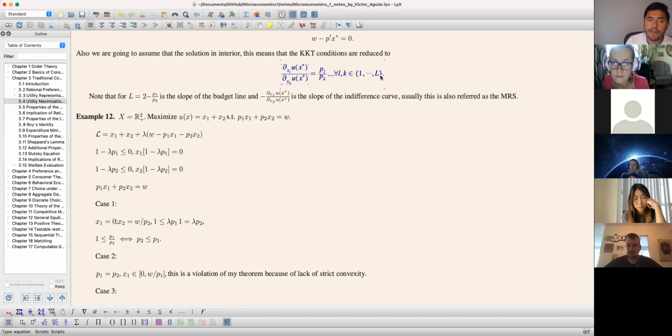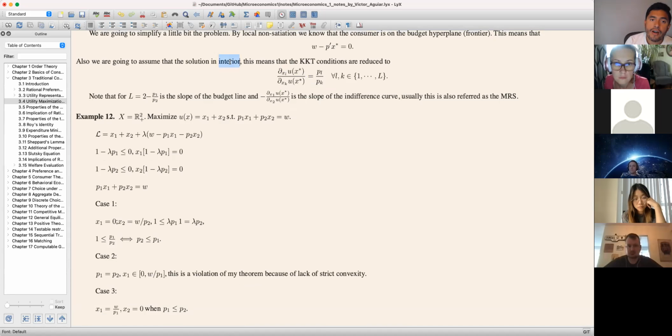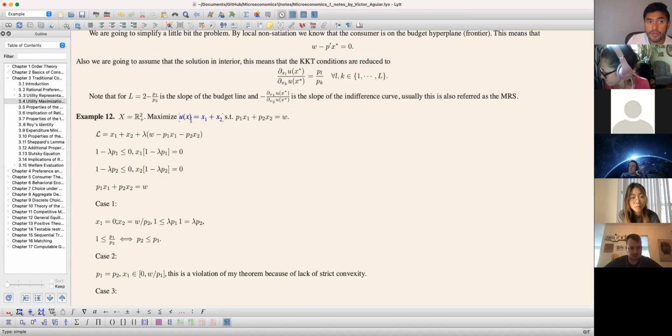In particular, these are assuming that solutions are interior. So what does it mean when you have an interior solution? It means that quantities are usually strictly positive, and they satisfy the first order conditions of an optimization problem with equality, okay? Now, that doesn't have to be the case. In particular, in this model of perfect substitutes, there is no interior solution, in general. So we have to solve it using these techniques of the Karush-Kuhn-Tucker.